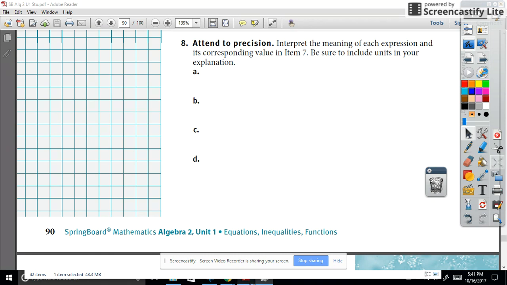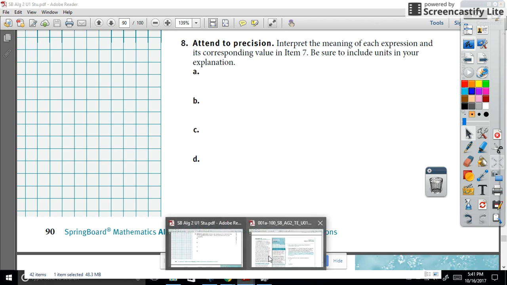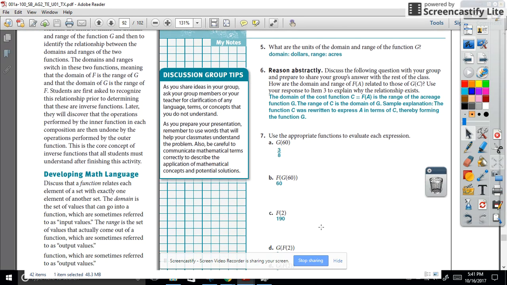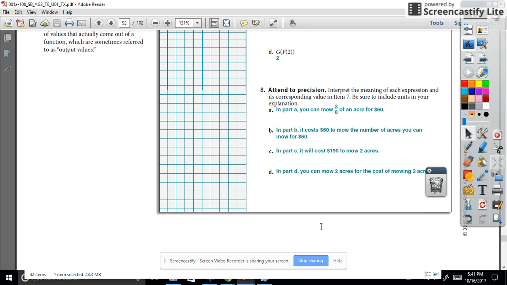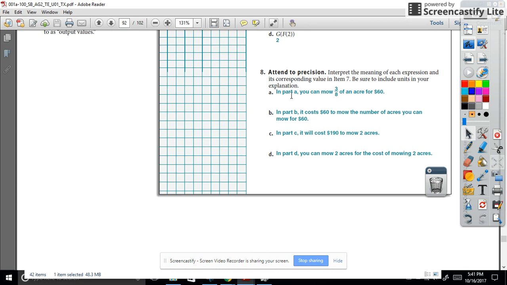Okay, so for time purposes, we're going to see what Springboard is looking for right here. What they're looking for here is in part A, you can mow 3/8 of an acre for $60. In part B, it costs $60 to mow that number of acres. Part C, it will cost you $190 to mow 2 acres. And in part D, you can mow 2 acres for the cost of 2 acres. So they're just showing you that there's a relationship.